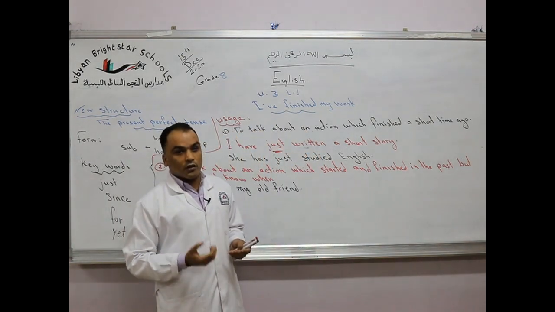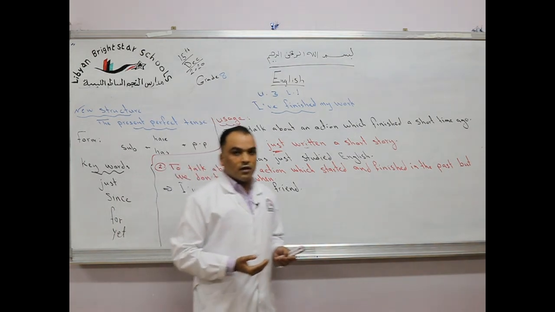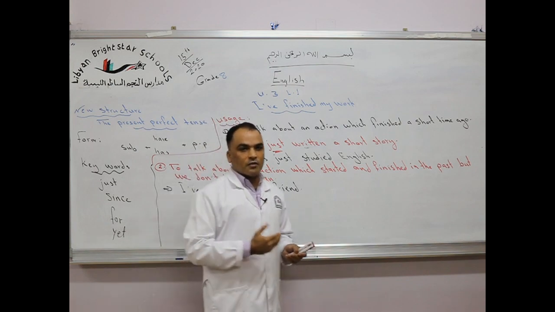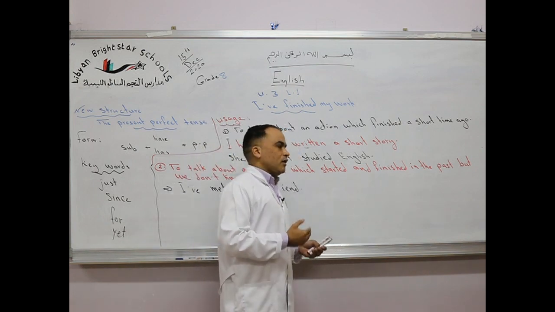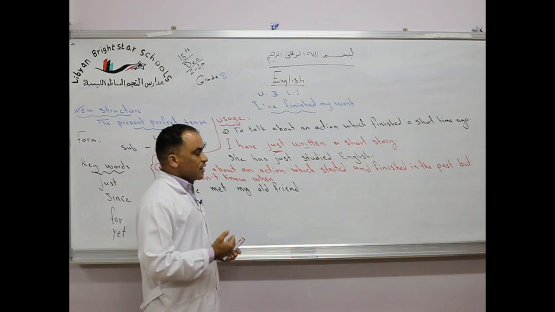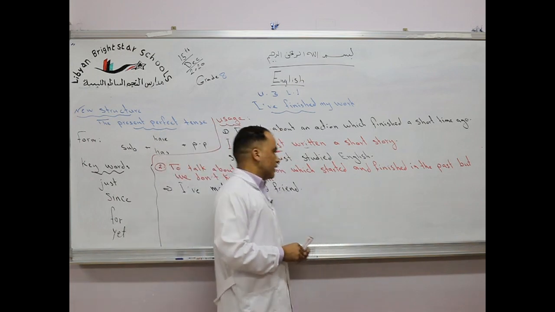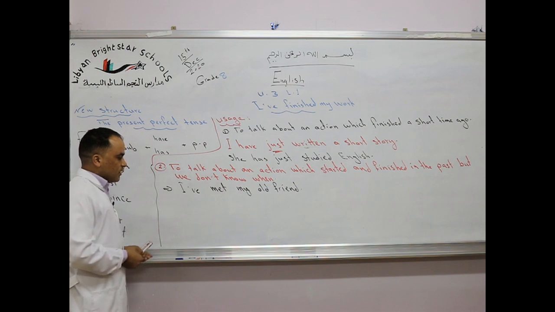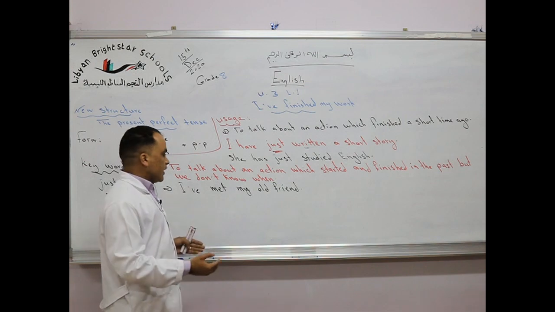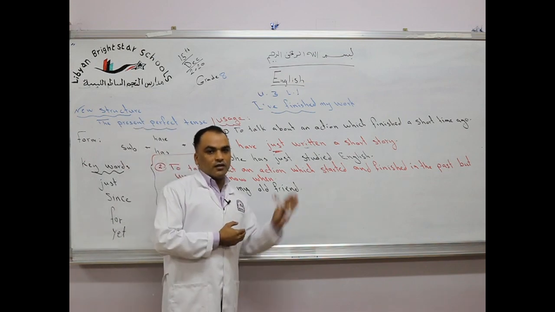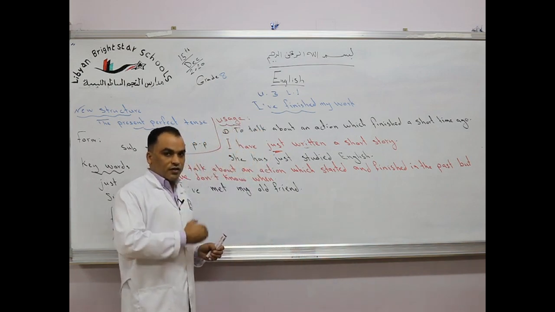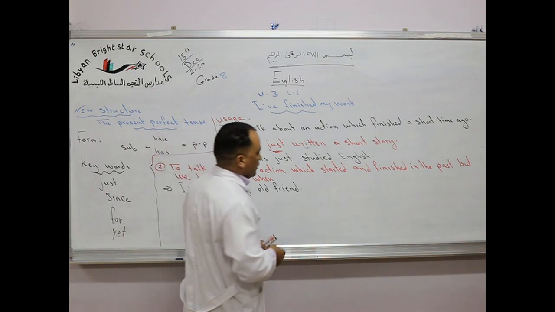So the difference between the present perfect and the past simple: the past simple is used to talk about an action which started and finished at a specific time in the past. But the present perfect is used to talk about an action which started and finished in the past, but we don't know when. So in this sentence we can use the past simple: I met my old friend yesterday. So the difference between them, an action which started and finished in the past but we don't know when, the present perfect. But the past simple is used to talk about an action which started and finished in the past at a specific time in the past.